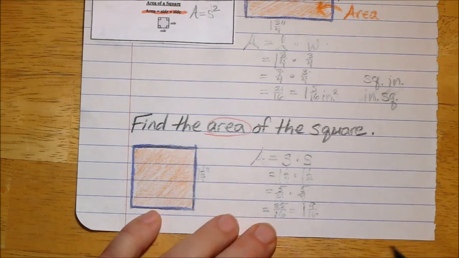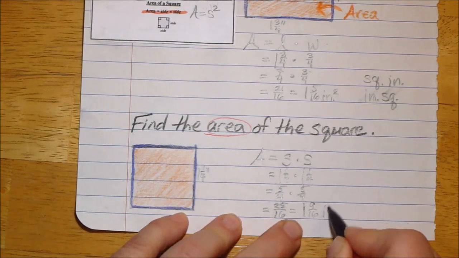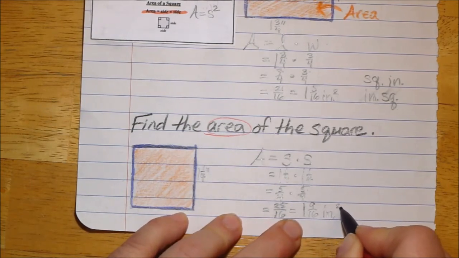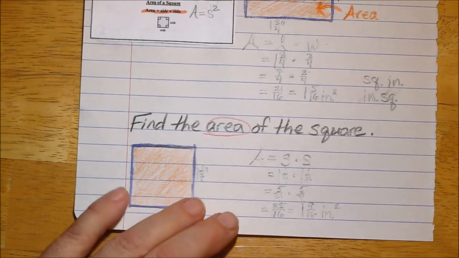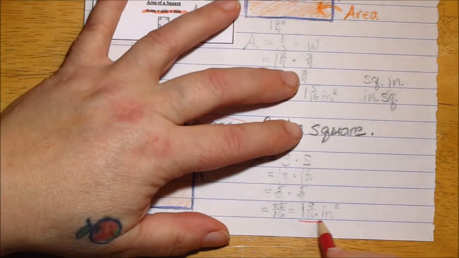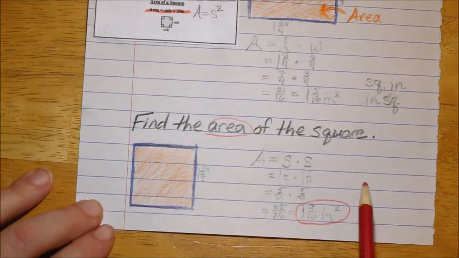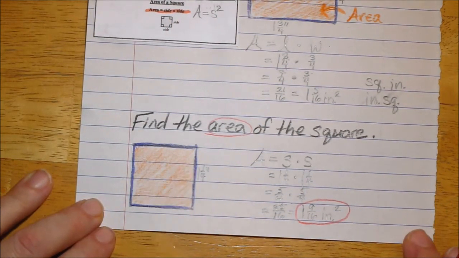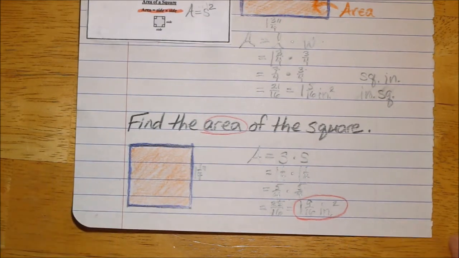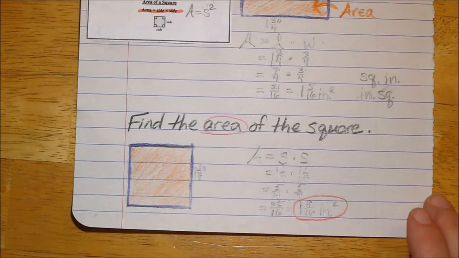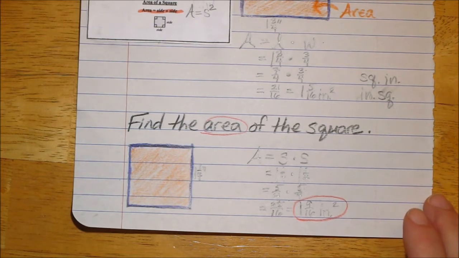I'm dealing with inches here, and I'm dealing with area, so it's inches squared. Inches squared. All right, so that's my final answer there. 1 9/16 inches squared is the area of this square. Okay, all right, so finding area of rectangles and squares is on the first page.